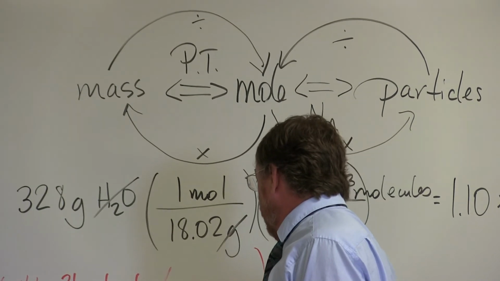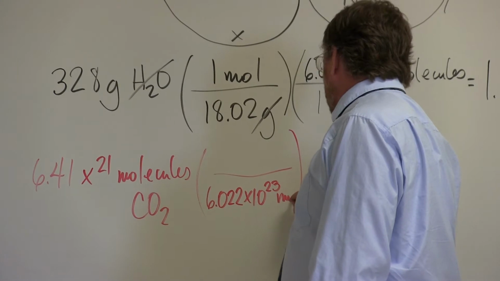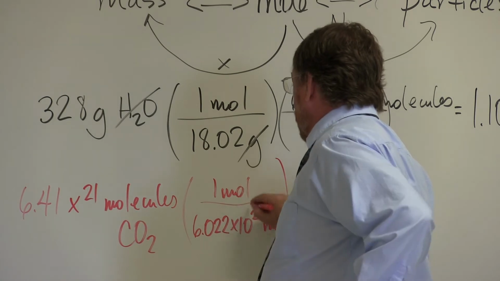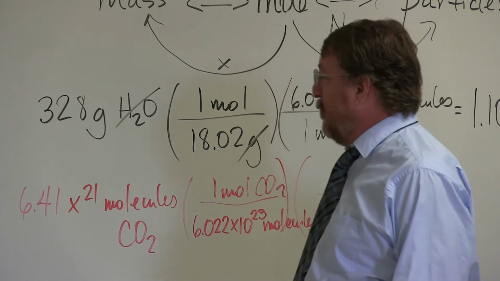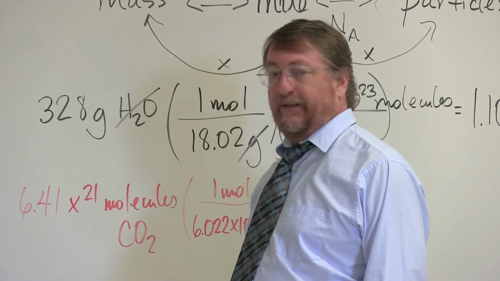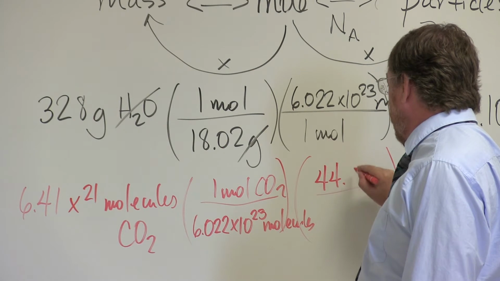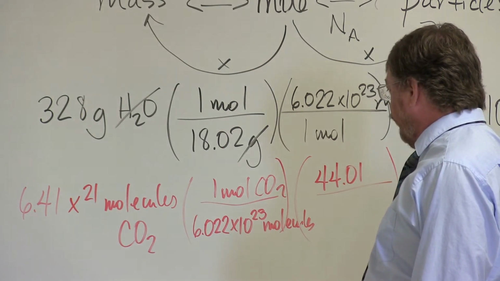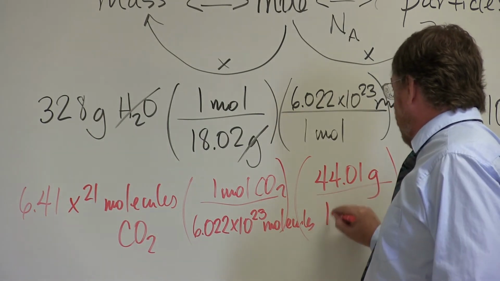So I know there's 6.022 times 10 to the 23 molecules per mole of carbon dioxide. Okay? That's going to give me moles of carbon dioxide, but I don't want moles, I want mass. I want grams. What's the mass of 6.41 times 10 to the 21 molecules? So I'm going to look on the periodic table. When I add up 1 carbon and 2 oxygens, I'm going to get 44.01 grams, and that's per mole.